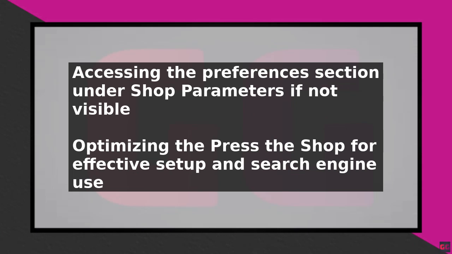Navigate to Traffic and SEO and select the search engine being used. Then add meta keywords or words. This process allows for the effective setup and optimization of your PrestaShop.